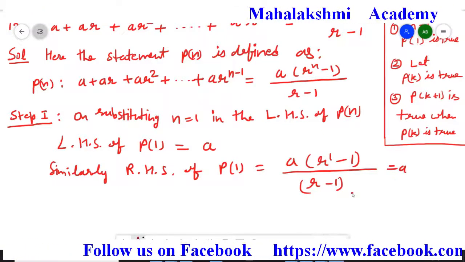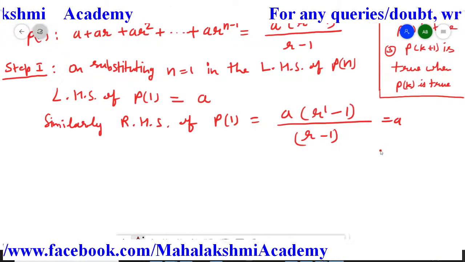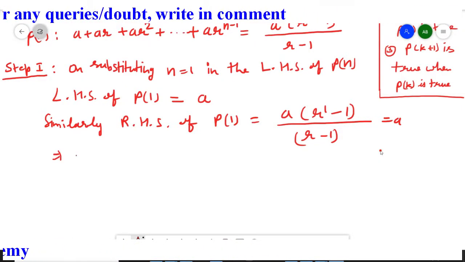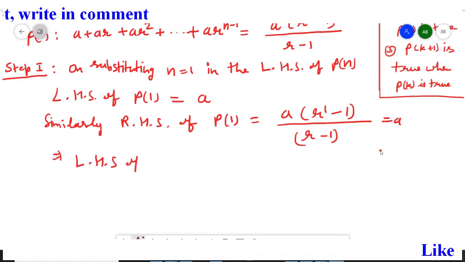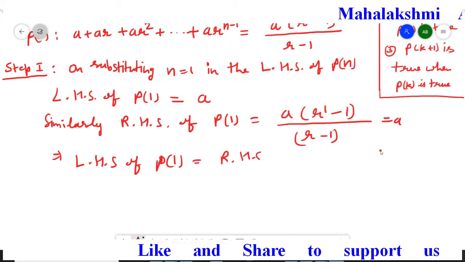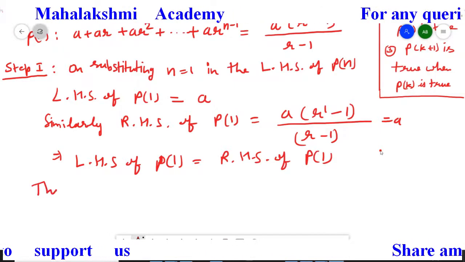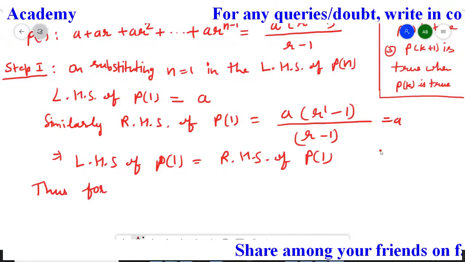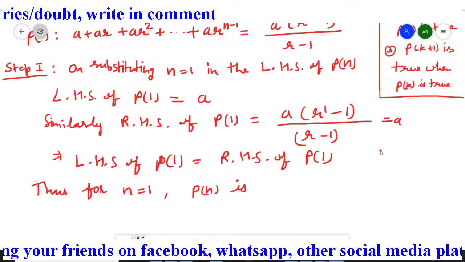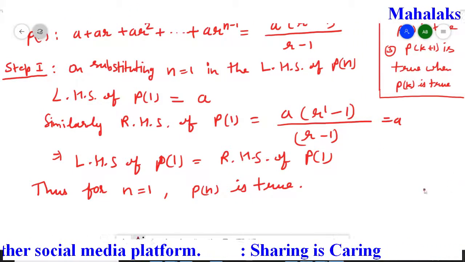So what we observe is the left hand side of P1 is a and the right hand side is also a. That's why for n equal to 1 the statement is true. So we write, which implies the left hand side of P1 is equal to the right hand side of P1. Thus, for n equal to 1 the statement Pn is true. So the first step is completed. We will start the second step.